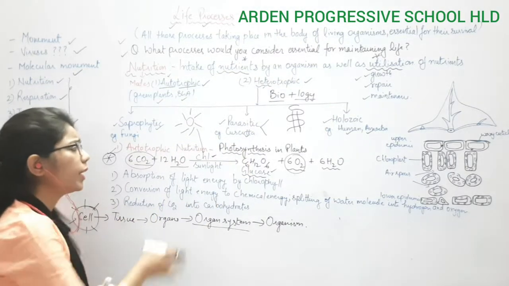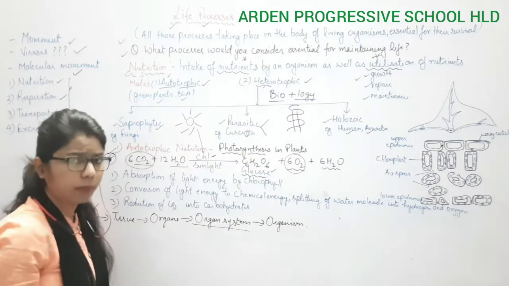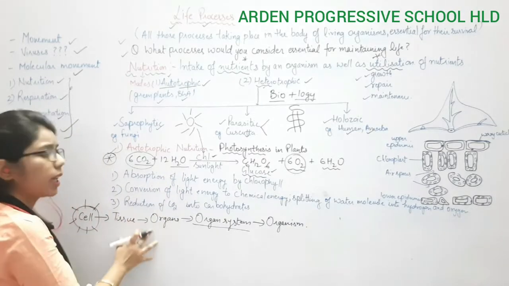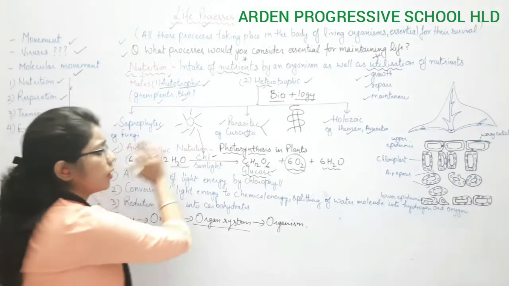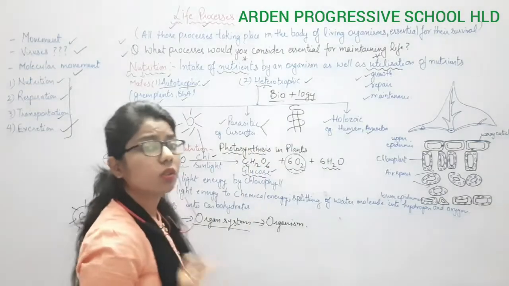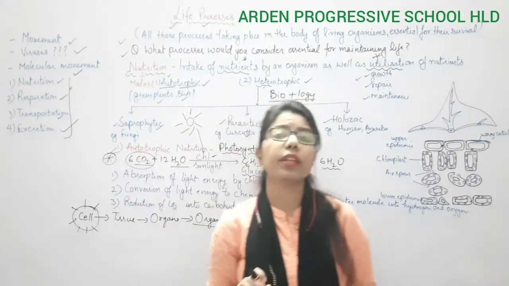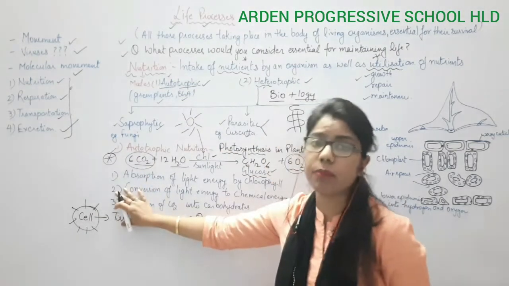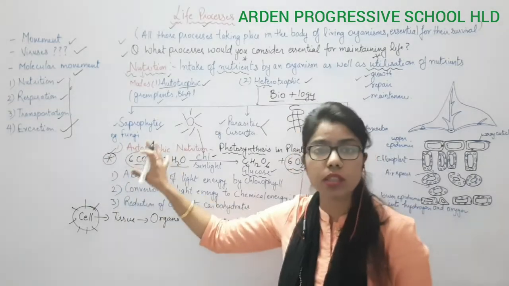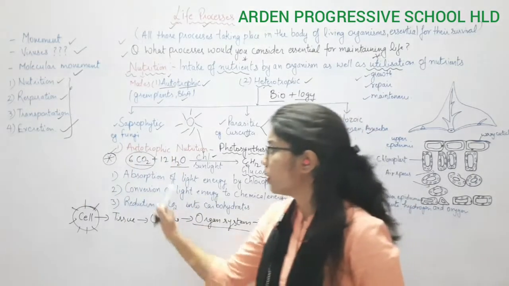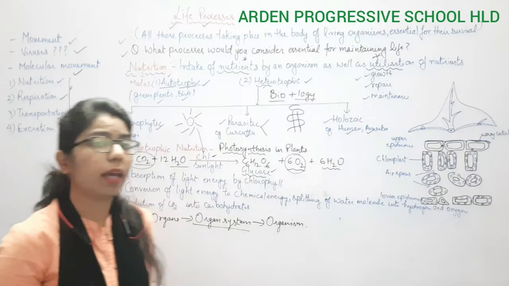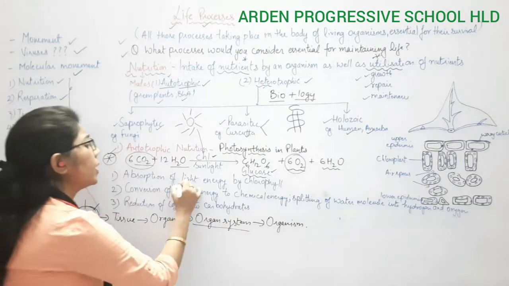Because it will not take place in a single step. There are different steps, and on the basis of those it will convert into glucose. So this part is very important: what are the different steps involved in photosynthesis, right? So the first step is what? Absorption. Absorption of what? Absorption of light.